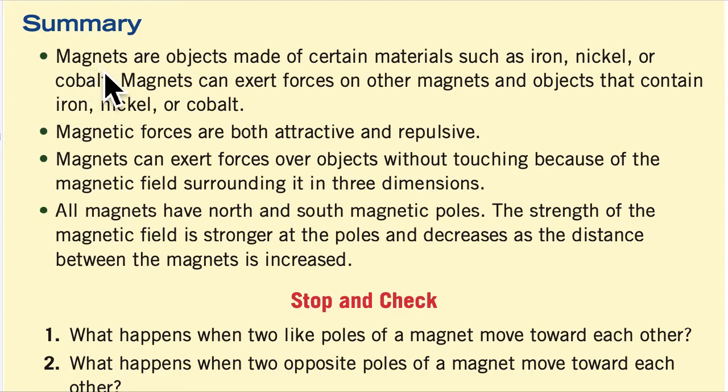Summary. Magnets are objects made of certain materials such as iron, nickel, or cobalt. Magnets can exert forces on other magnets and objects that contain iron, nickel, or cobalt. Magnetic forces are both attractive and repulsive. Magnets can exert forces over other objects without touching because of the magnetic field surrounding it in 3 dimensions. All magnets have north and south magnetic poles. The strength of the magnetic field is stronger at the poles and decreases as the distance between the magnets is increased.